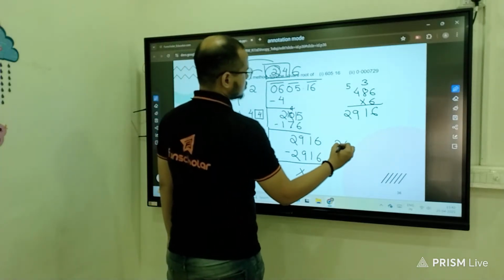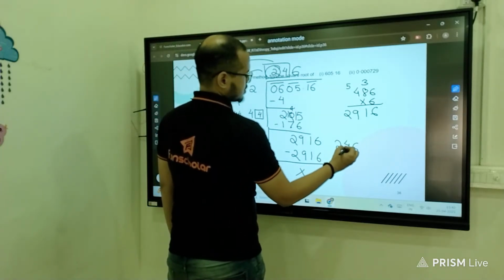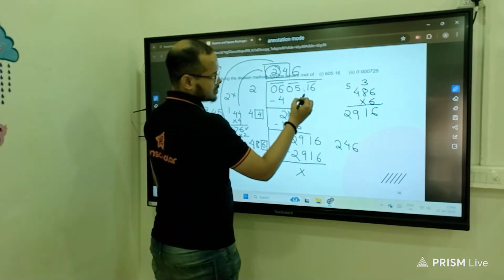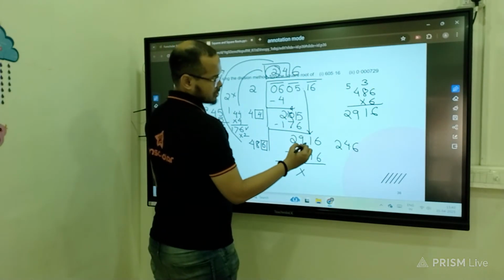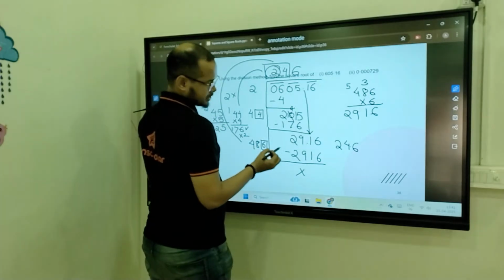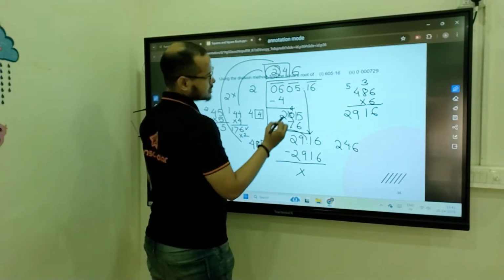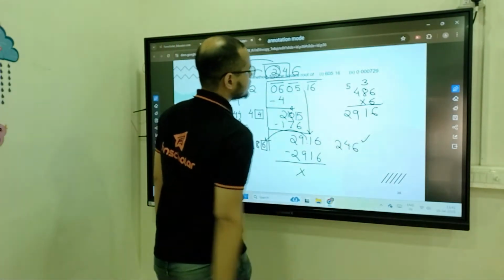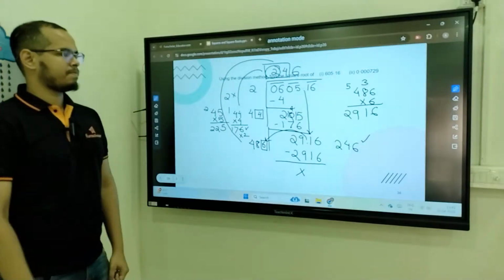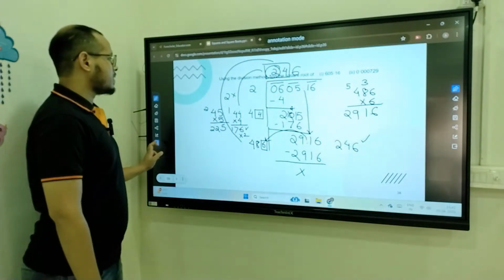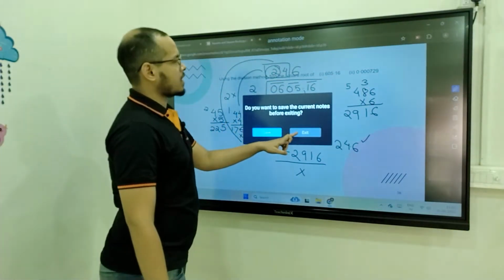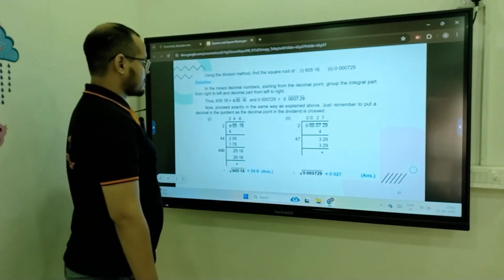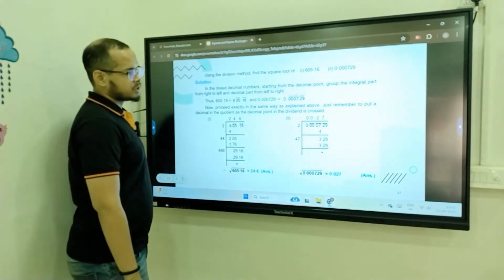So the answer is 24.6. Why did I write the point here? When I bring the digits down, if there is a point here, whatever digit we are writing here, that is 6, the point will come before it. So 24.6. Okay, you get it, guys? This is how we solve it by long division method and by prime factorization method. Okay, 24.6.